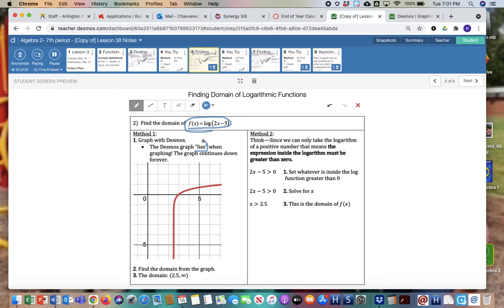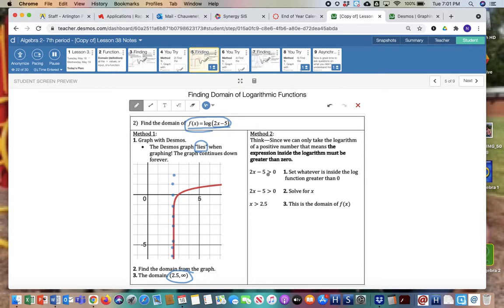But it's going to be a little tricky to find, because you have to figure out what value of x it's getting closer and closer to. So it's basically from that value to infinity. It should look like that, from this value 2.5 to infinity.